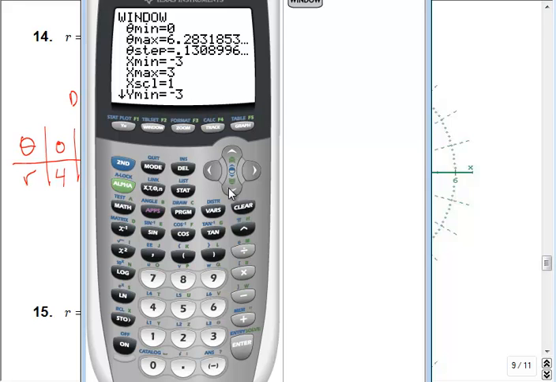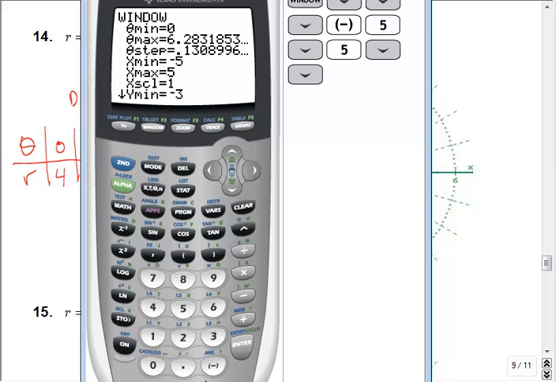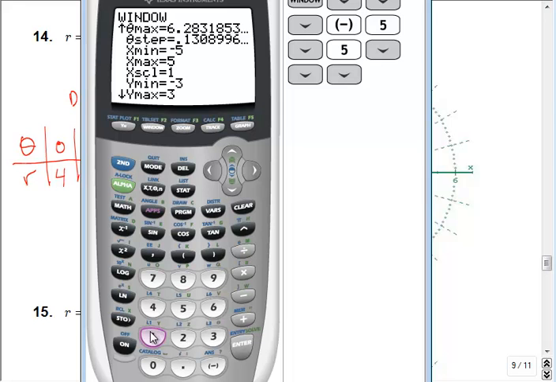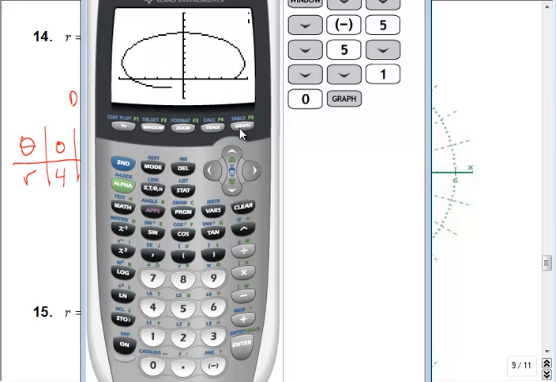I think I'm going to need to adjust that because we know that those r values went all the way up to 7 on the y-axis and 4 on the x-axis. So let's adjust these and make this go from, say, -5 to 5 for the x's. And I'll stay with -3 for the y and go up to 10 for the y max. And let's hit graph. And there's that cardioid shape. Excuse me, that limaçon shape.